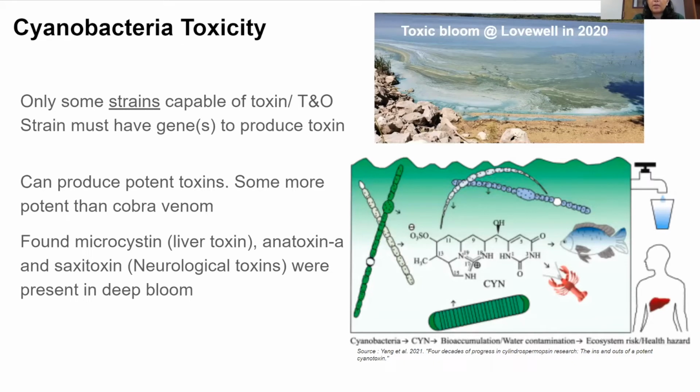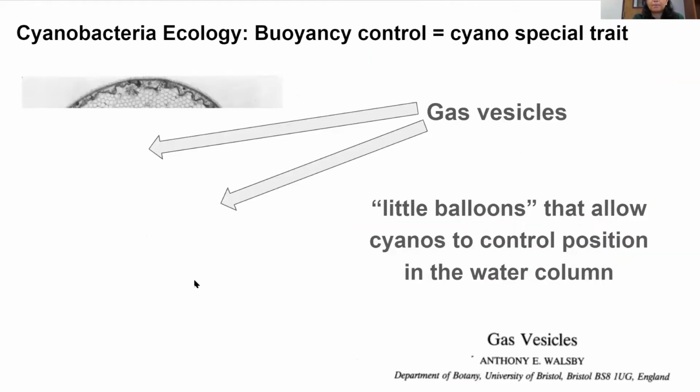As for cyanobacteria toxicity, as we mentioned, some of them could be very toxic, and even the toxicity of these species could be worse than the cobra's venom. They can also produce toxin and odor if they have the genes to produce them. It has been found that microcystin, which impacts the liver, and anatoxin-a and saxitoxin, which have a neurological impact, could be found in deep bloom cyanobacteria.